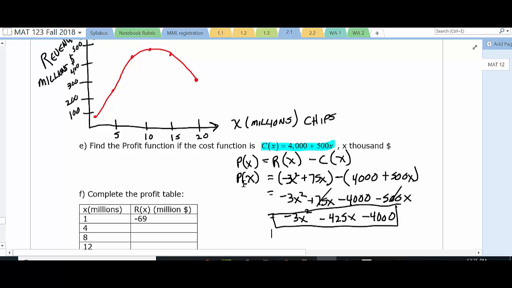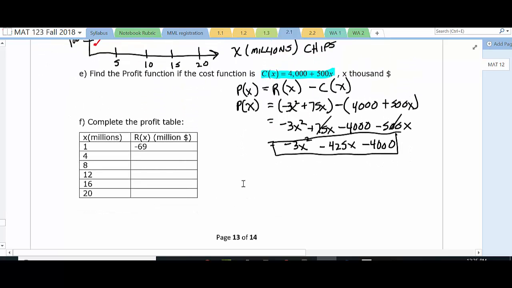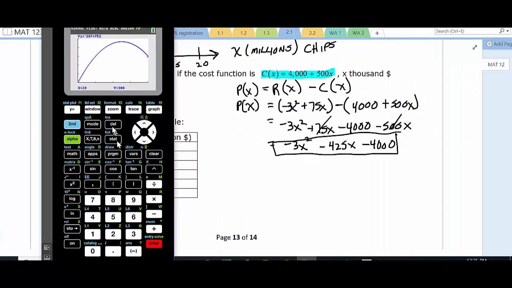Okay, now what we're going to do is fill in the table, and we're going to graph the profit to kind of finish this up. So on your graphing calculator, I'm going to take off the revenue, and I'm just going to put in the profit now. So I'm going to put in negative 3x to the second, minus 425x, and then minus 4,000. And I'm going to leave the same viewing window on this, and I think that'll be okay. It's still going to be a kind of a parabola. It's going to be a curve, so put that in. Go ahead and graph, and did I put that in right?